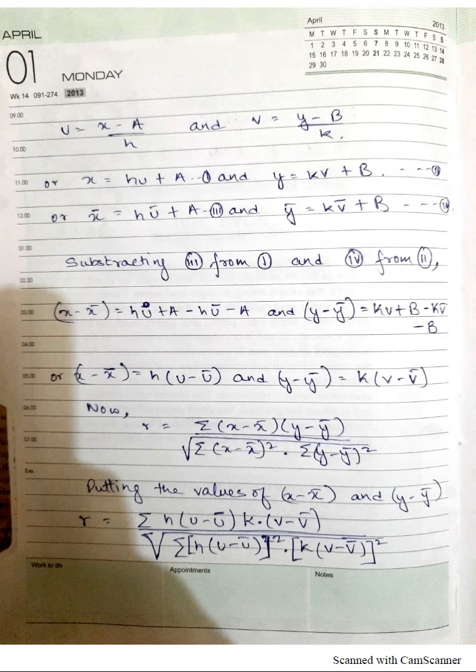So we know that the formula for correlation coefficient is given by r is equal to summation of x minus x bar into y minus y bar divided by under root summation x minus x bar whole square into summation y minus y bar whole square.